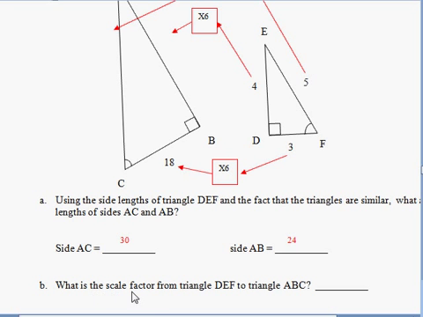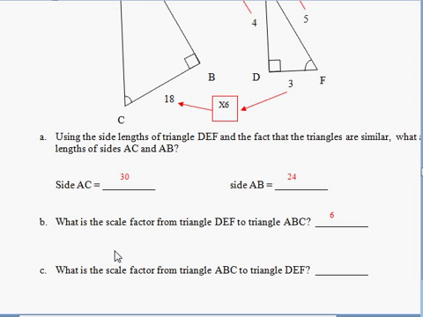Next question says, what is the scale factor from DEF to ABC? Well, we had to figure that out to get these answers. Whatever you're multiplying the sides of this figure by to get the sides of this figure is the scale factor. So the scale factor is 6.